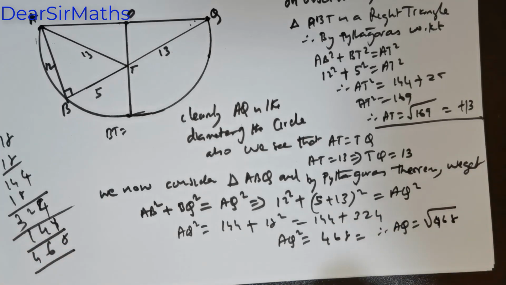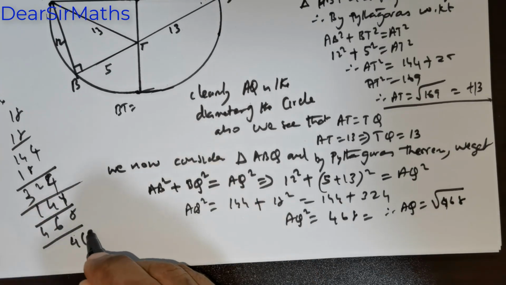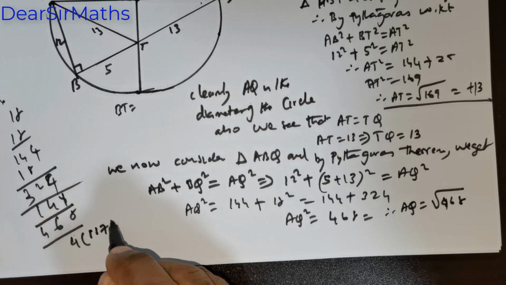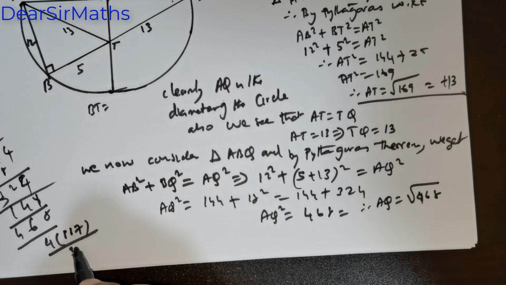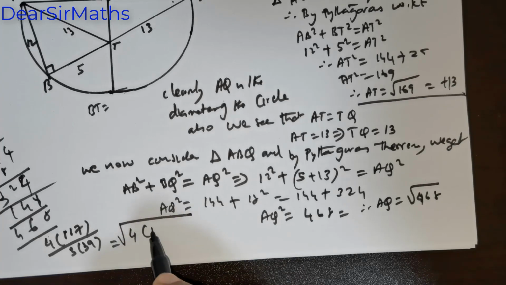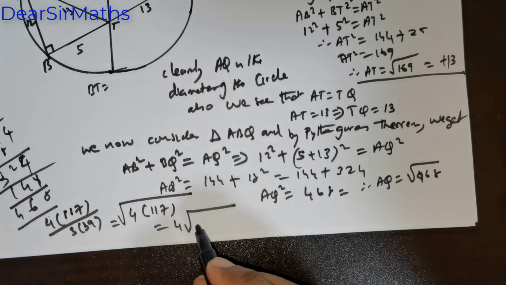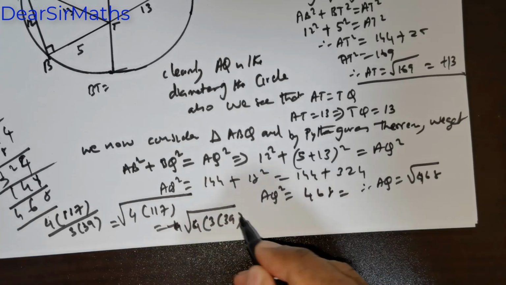Now we can actually take the square root. If I were to use 4, 4 divides 468 and gives 117. If I use 3, 3 divides 117 and gives 39, and then 3 again, 9 times. So this can be rewritten in the following fashion: 4 multiplied with 117, root of 4 times 117. I'm going to write it as 3 times 39.